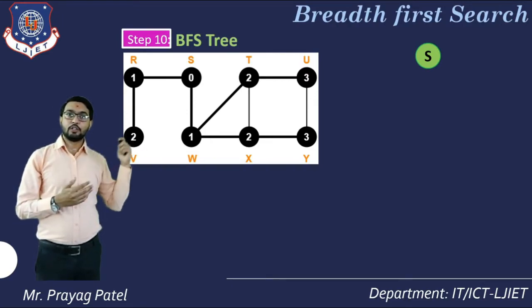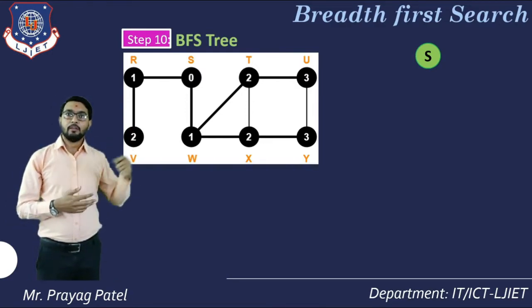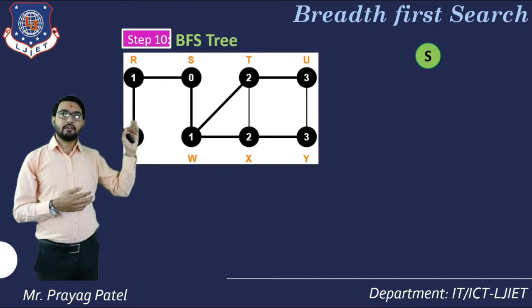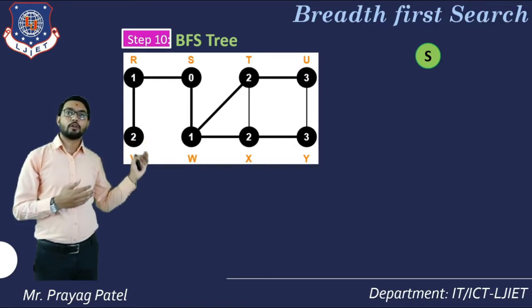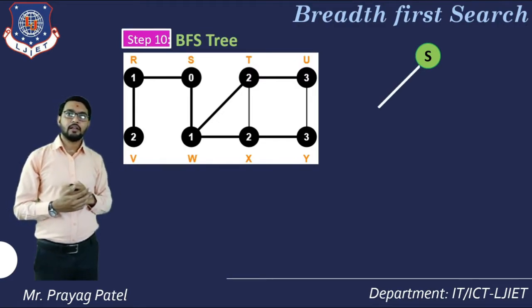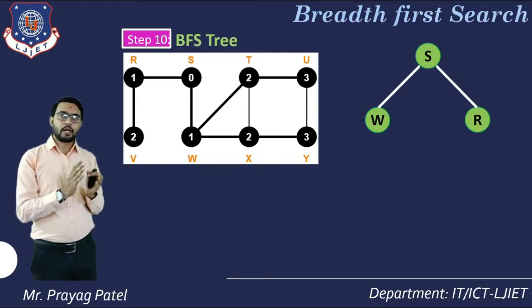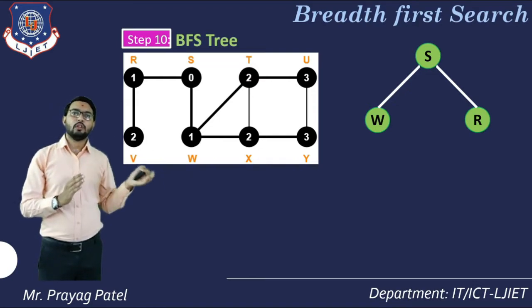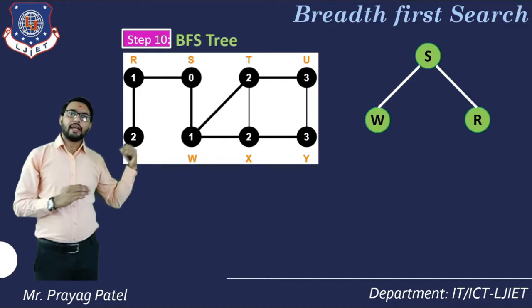Now consider level 0 as s. Now consider level 1, meaning in this graph the nodes with value 1. Here node r and node w have the value 1. So we consider the next node as w and the next node as r. We can also write first r then w, both cases are possible. So here we first write w then r.